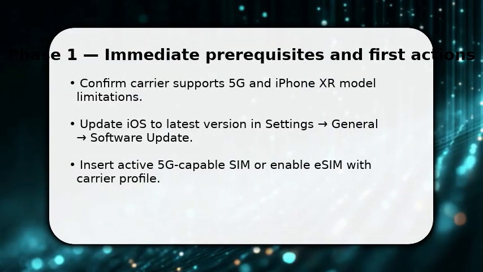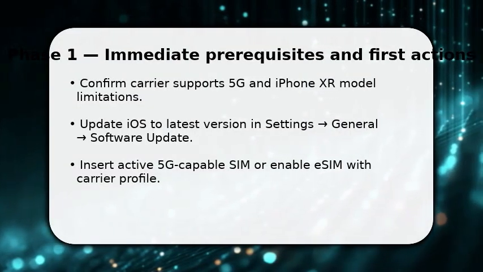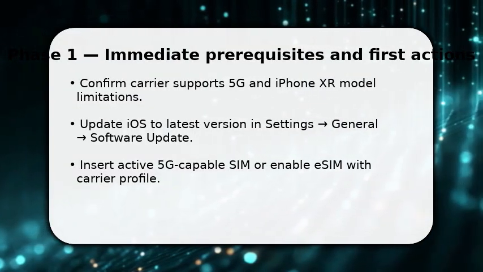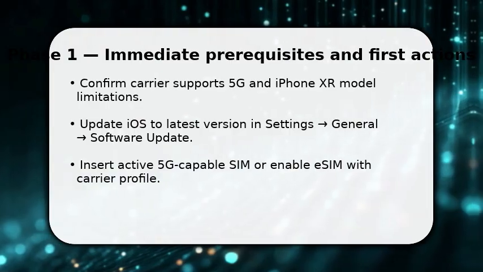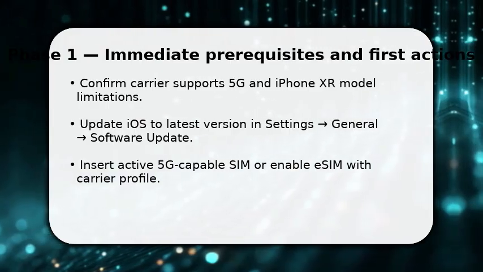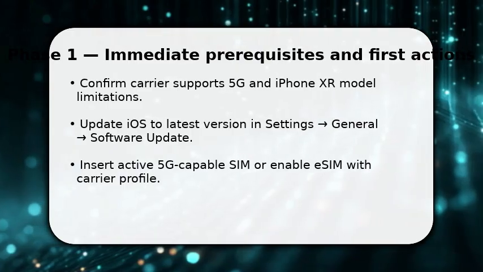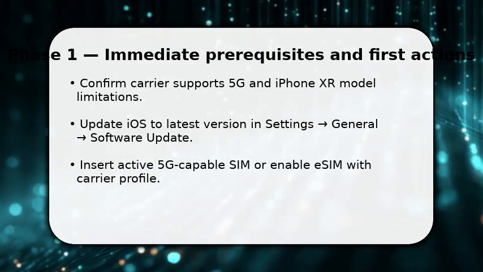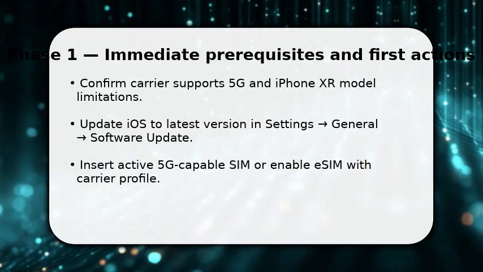You begin by confirming carrier 5G support and the XR's compatibility. Even though XR lacks native millimeter wave 5G, it can use sub-6 GHz networks. Once done, update iOS to the latest build. That delivers carrier settings and bug fixes.